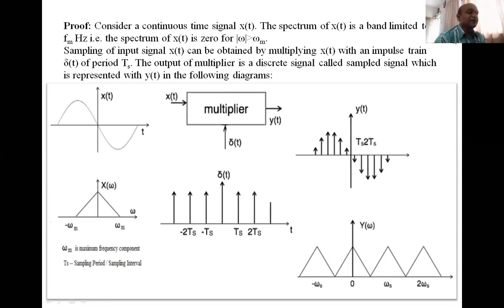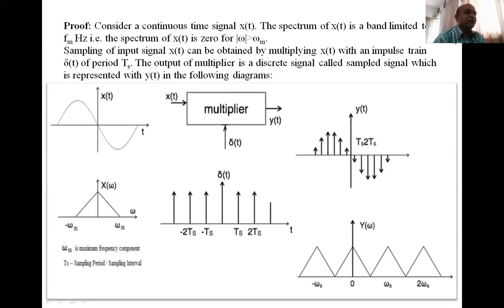For example, let's say this signal has Fourier transform x of omega. That x of omega is shown at the bottom side of x of t. A triangular wave is shown, and on the right hand side it is written omega m, and on the left hand side it is written minus omega m. Omega m is nothing but the maximum frequency component of x of t.